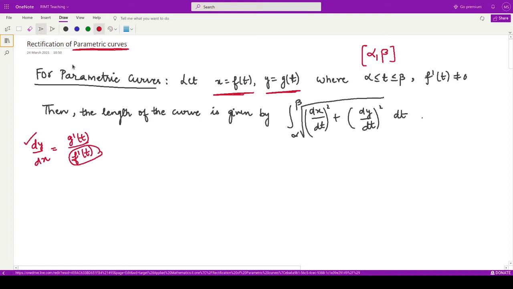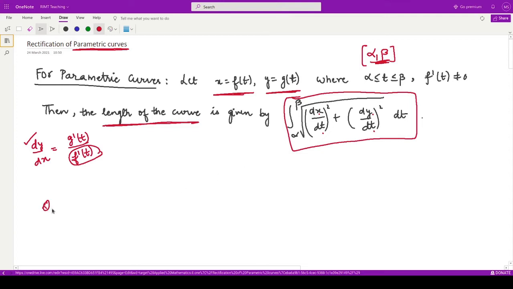So the rectification of parametric curves, that means you can find the length of the curve for the parametric curves using this relation. You will perform the integration from alpha to beta, whatever interval is given to you, and then you will take the square root of the first derivative of x with respect to t whole square plus the first derivative of y with respect to t whole square. Simple as that. So the question here is, we are to find.